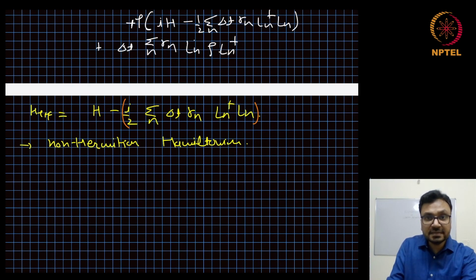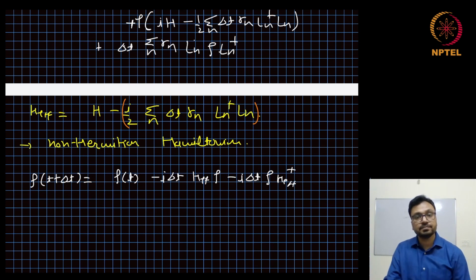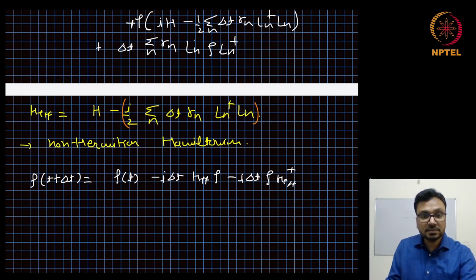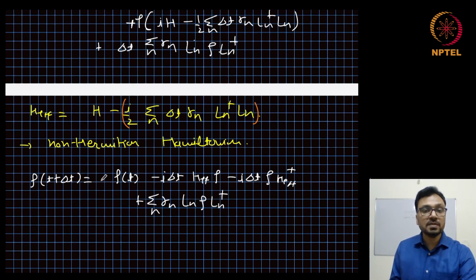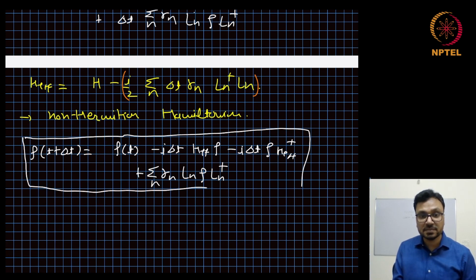With that, we can write rho of t plus delta t as rho of t minus i delta t H effective rho minus i delta t rho H effective dagger plus sum over n gamma n Ln rho Ln dagger. So in this way, our Lindblad master equation looks like this in the finite time step, discrete time evolution.